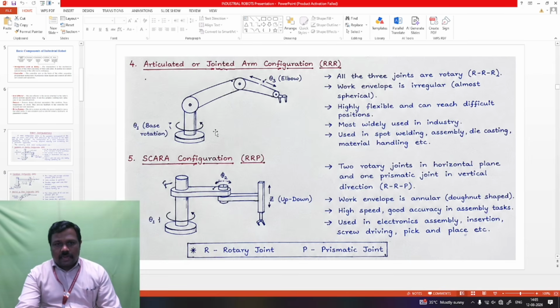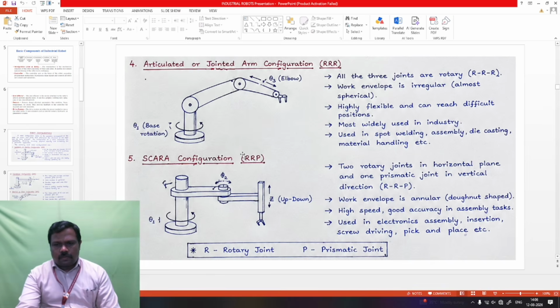Then the articulated jointed arm configuration. All three joints are rotary joints. In this robot, each and every joint has rotational movement. The work envelope is irregular, almost spherical. This type of robot is highly flexible and can reach difficult positions. It is most widely used in industry. This type of robot is used in spot welding, assembly, die casting, material handling.